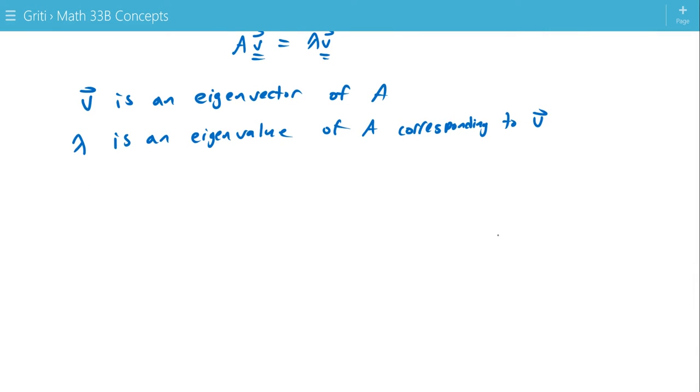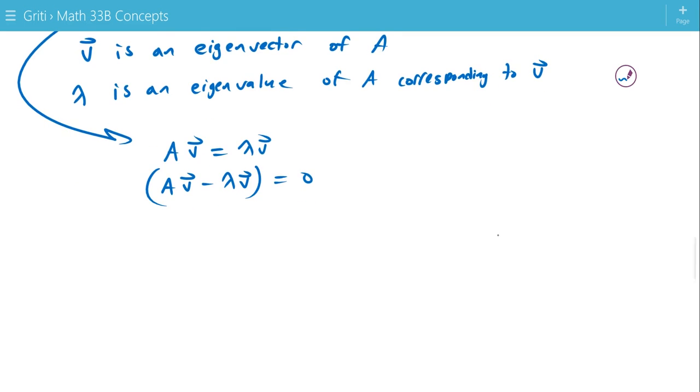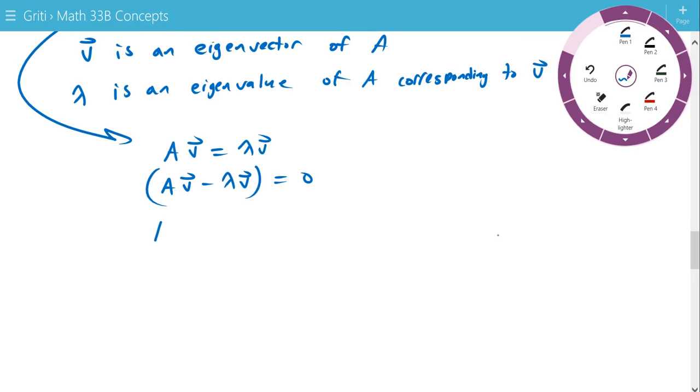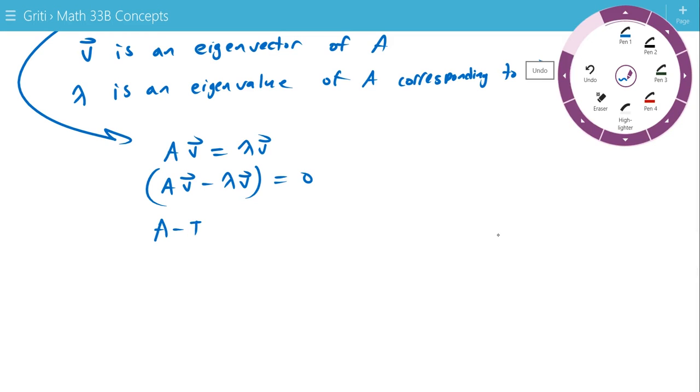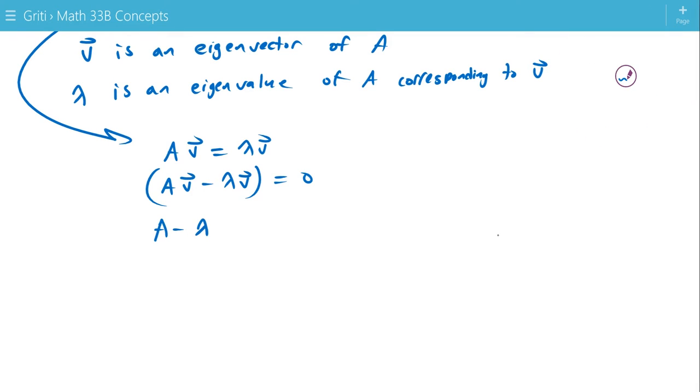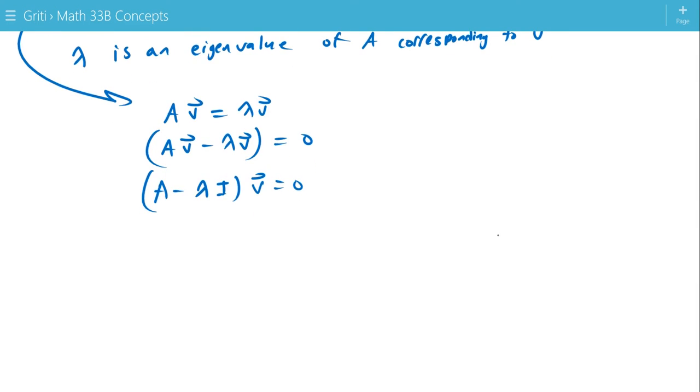So to find the eigenvalues, you have to solve this equation by subtracting lambda v from both sides. If you factor out v from this, we get A minus lambda times the identity matrix times v equals 0. And if we take the determinant of this, that means that this determinant has to equal 0.